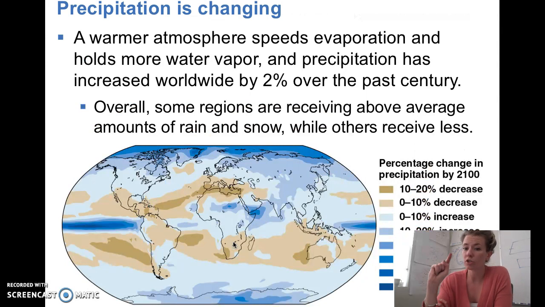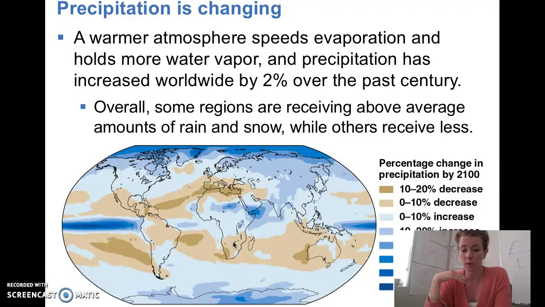So in addition to temperature changing, precipitation is changing. A warmer atmosphere speeds evaporation and holds more water vapor, and precipitation has increased by 2% over the past century. So as air temperatures rise, that warm air can hold more water, which we talked about, so there can be more water there, which would lead to more precipitation. Overall, some regions are receiving above average amounts of rain and snow while others are receiving less. So it's having differing effects across the globe.